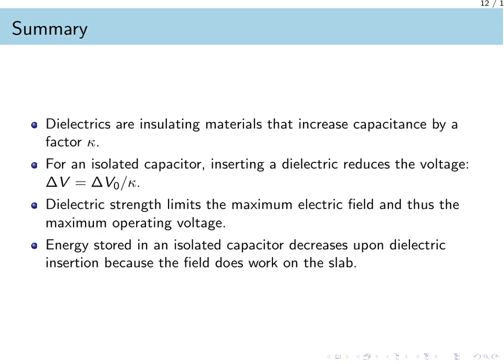In summary, dielectrics are versatile insulating materials that inherently increase the capacitance of a device by a multiplicative factor called kappa. For an isolated capacitor, physically inserting a dielectric proportionally reduces the voltage, such that the new voltage delta V equals the initial voltage delta V0 divided by kappa. Furthermore, the specific dielectric strength of the chosen material naturally limits the maximum electric field it can handle, which in turn sets the maximum safe operating voltage.